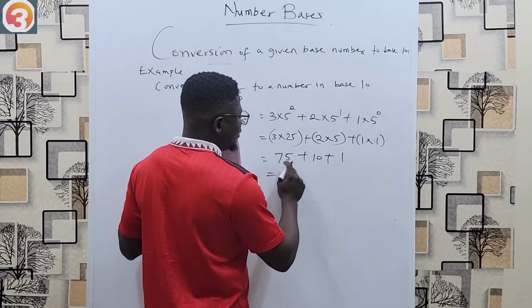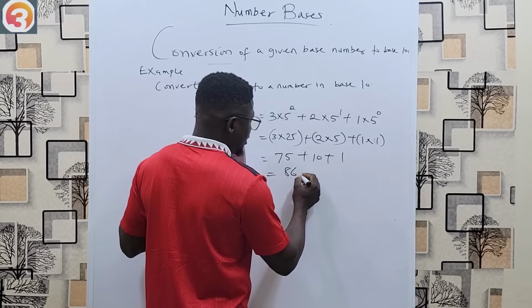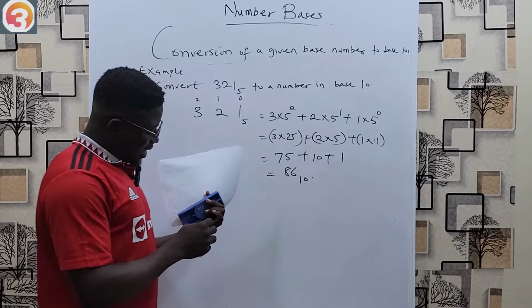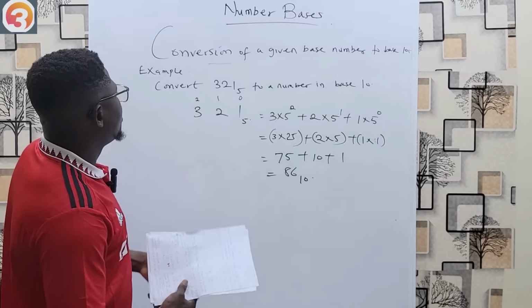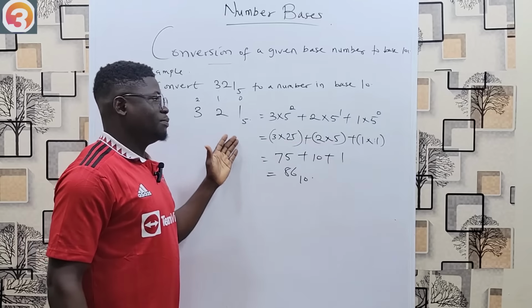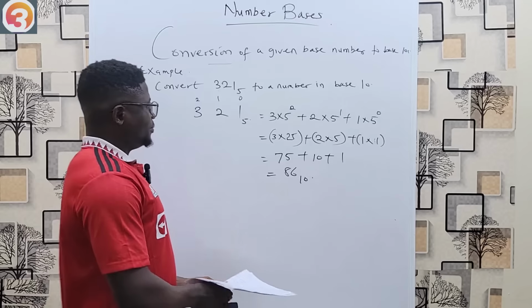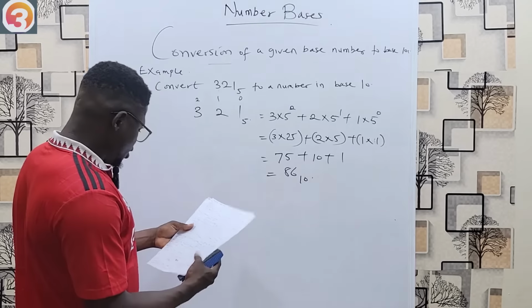So I'm going to have 75 plus 10 is what? 85. 85 plus 1 is what? 86 base what now? Base 10. So that is how to convert from what? From a given base number to base 10. You do what? Expansion in the power of the number. All right, now let's get another question.